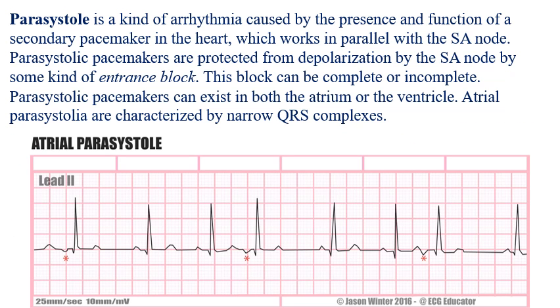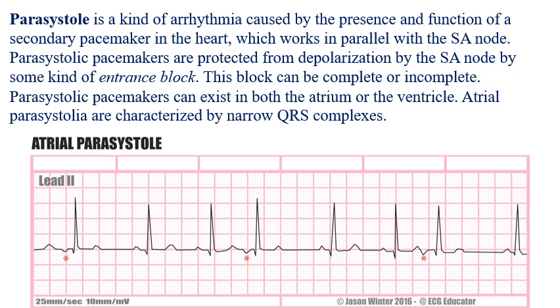There is one type of arrhythmia called parasystole, a kind of arrhythmia caused by the presence and function of a secondary pacemaker in the heart, which works in parallel with the sinoatrial node. Parasystolic pacemakers are protected from depolarization by the sinoatrial node by some kind of entrance block. This block can be complete or incomplete. Parasystolic pacemakers can exist in both atria and ventricles. Atrial parasystole is characterized by narrow QRS.